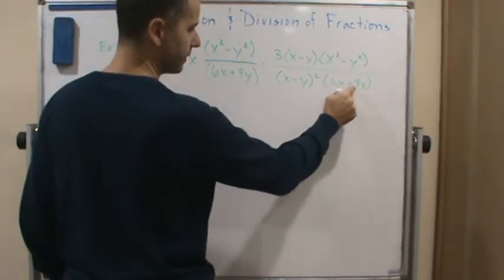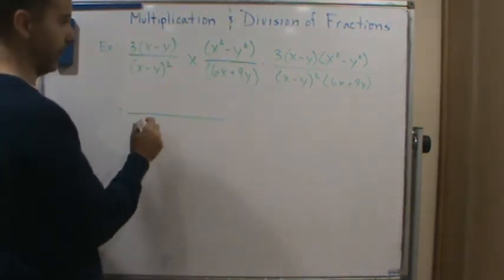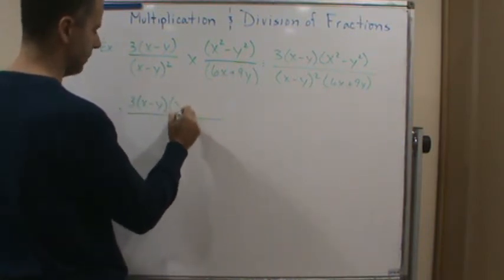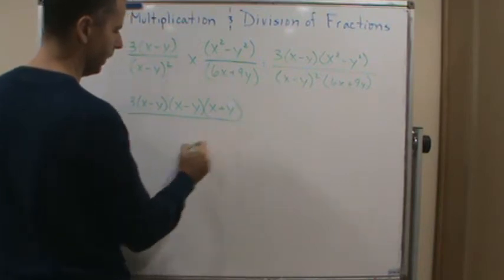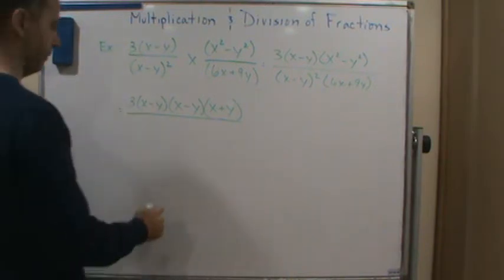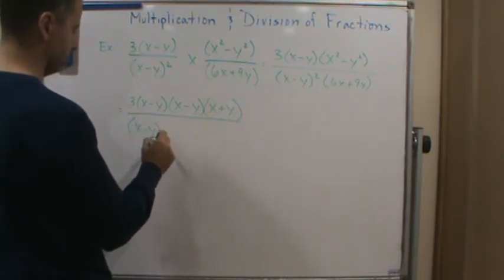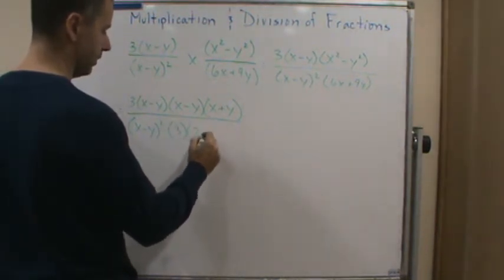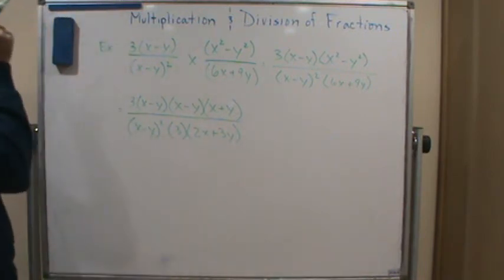And then of course this has a greatest common factor of 3 that I can factor out. So let's write these with everything completely factored out. So the top I'm going to write as 3 times x minus y times x minus y times x plus y. Okay? Now, if I do this, I get x minus y squared times 3 times 2x plus 3y. Okay, so that's what I have.